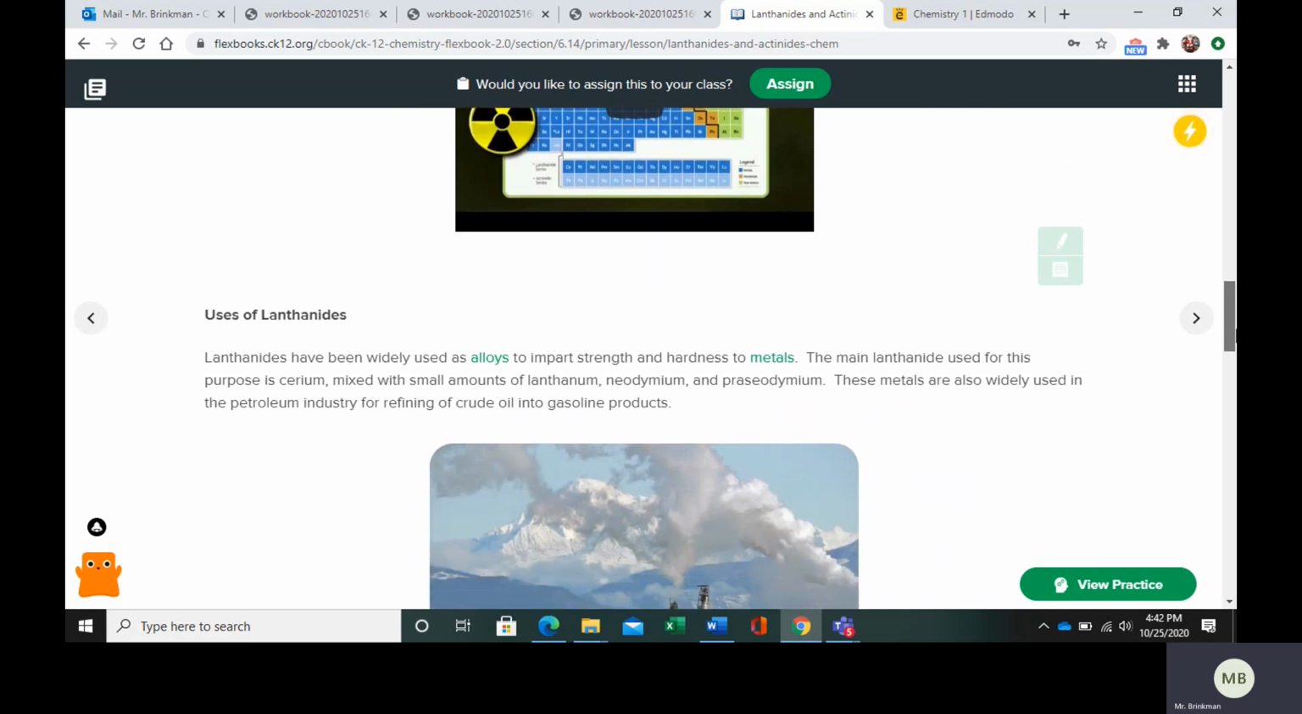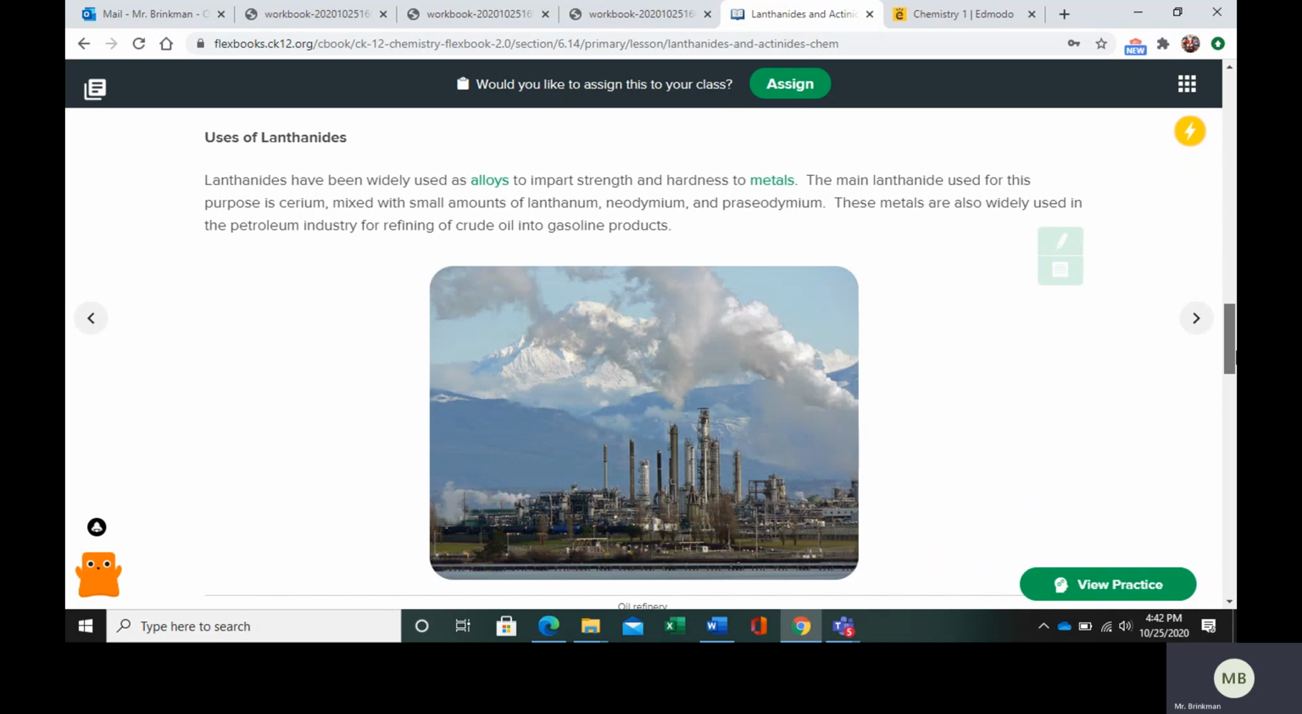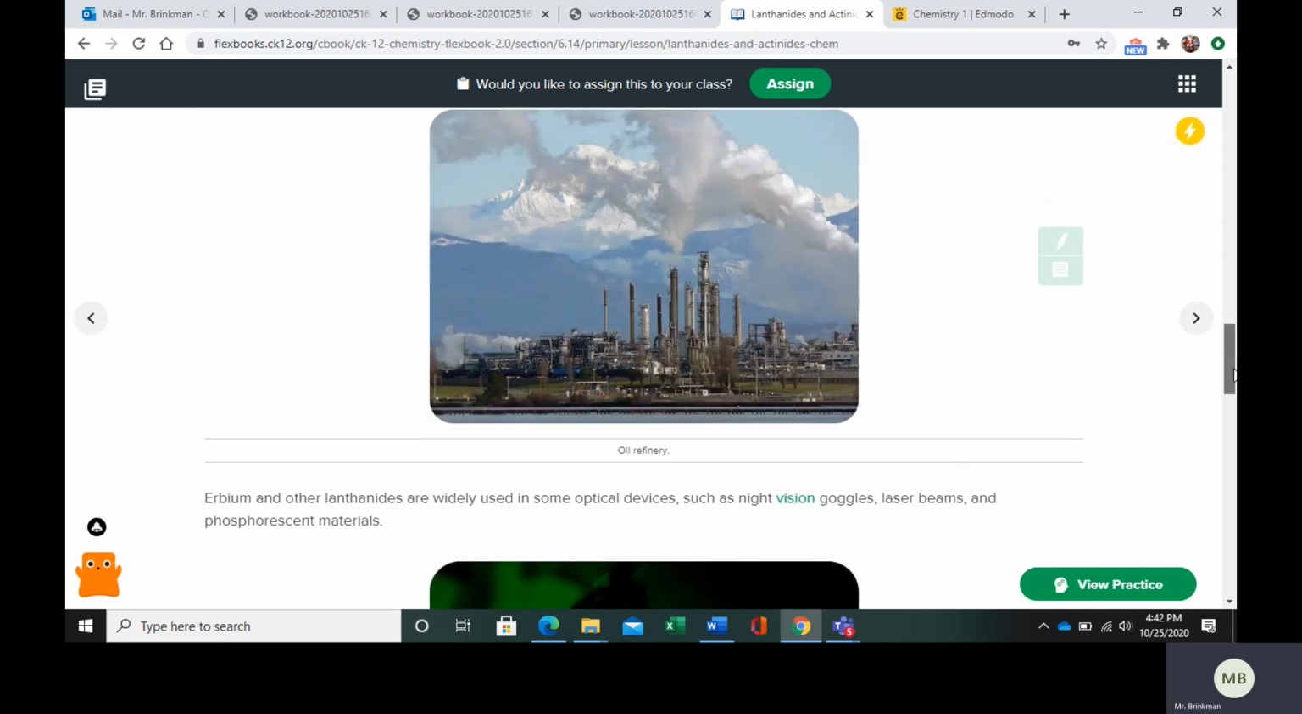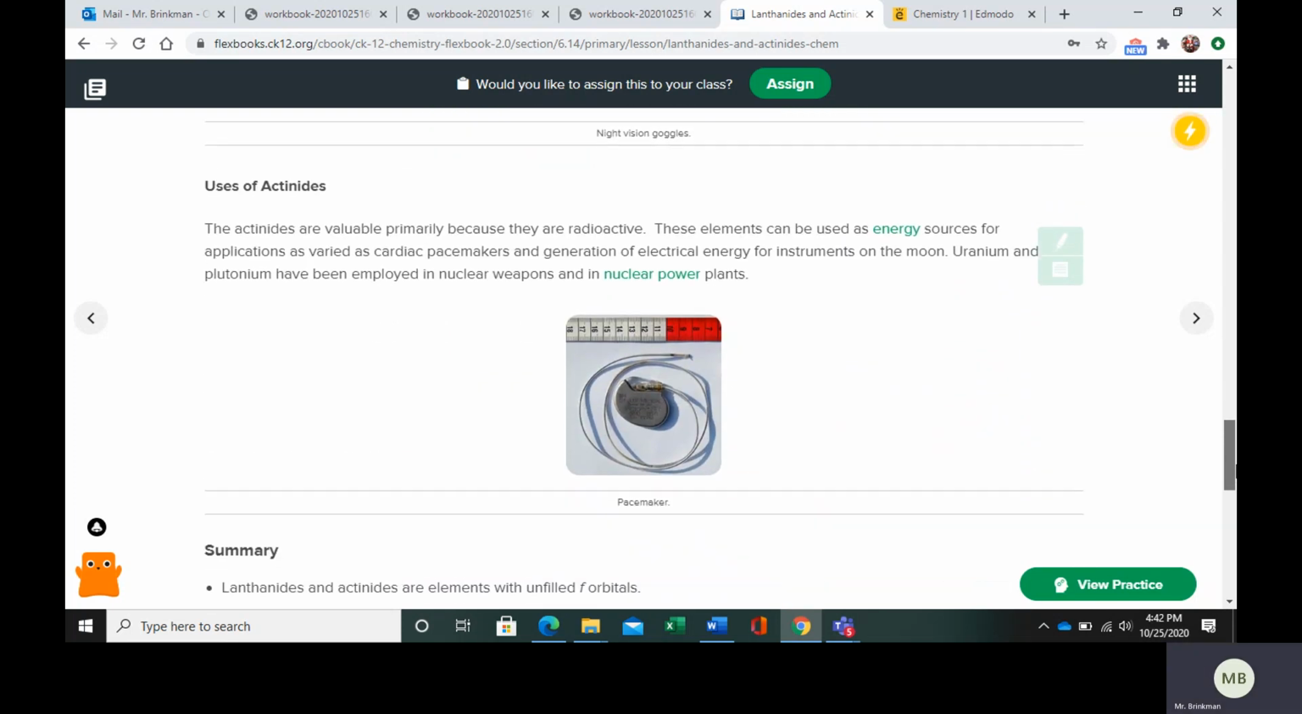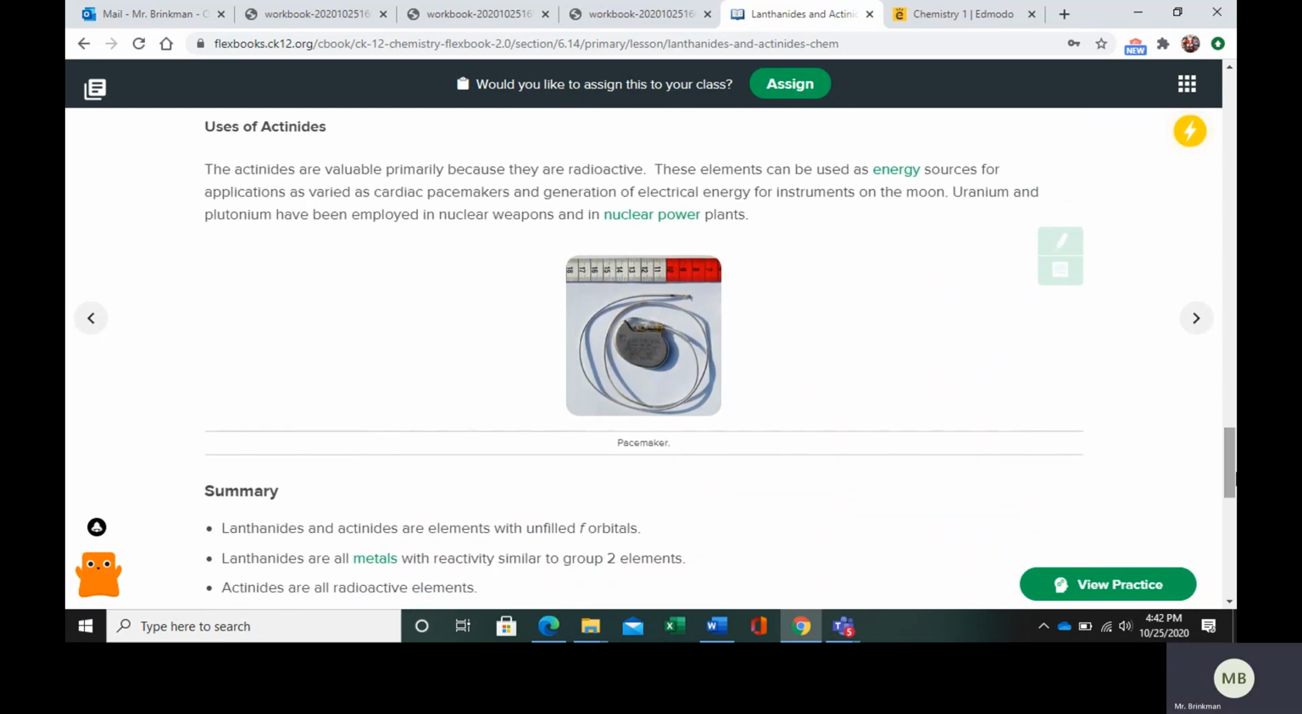So lanthanides have many uses. One of their uses is in alloys. So alloys are mixtures of metals. So sometimes it's cheaper to mix metals together because they can be stronger and not as costly. So that's what an alloy is, a mixture of metals. Actinides also have some uses, and they're mainly energy sources because of their radioactivity.